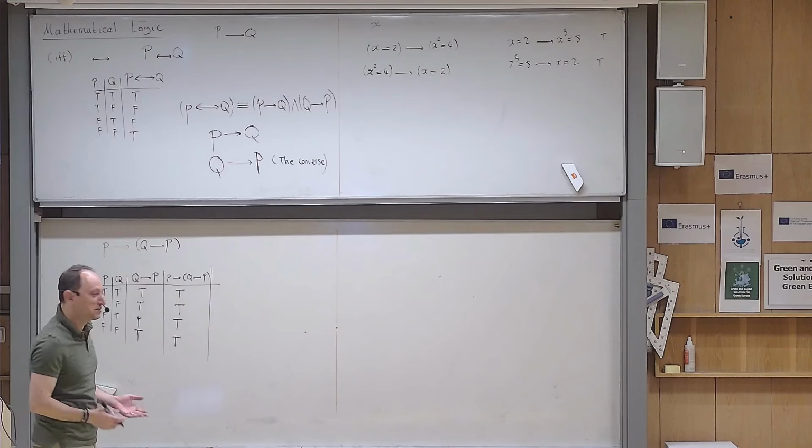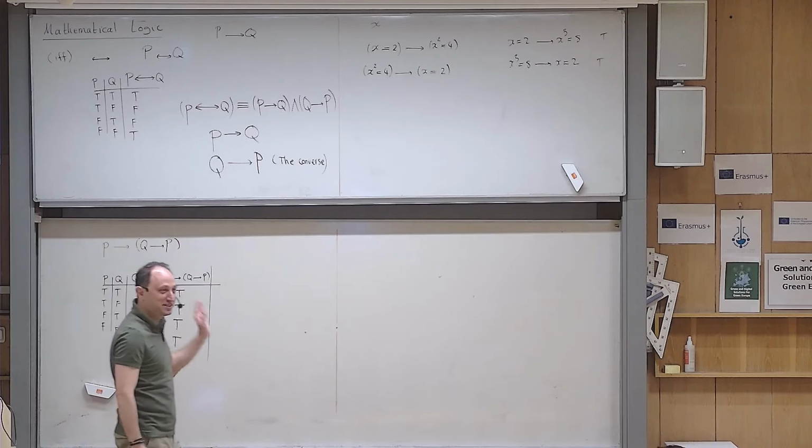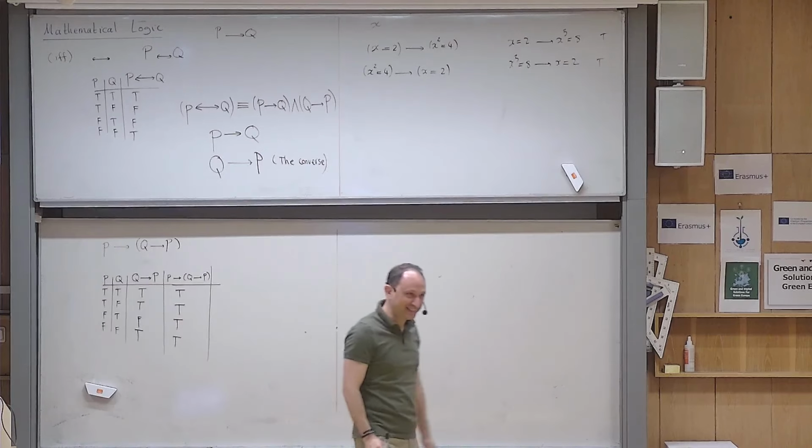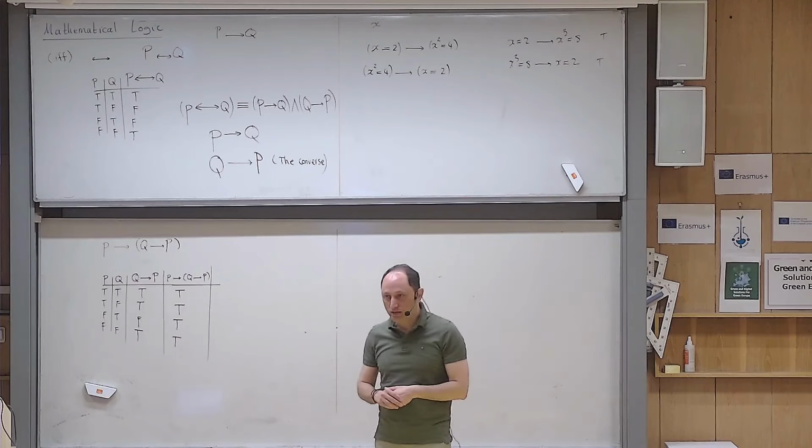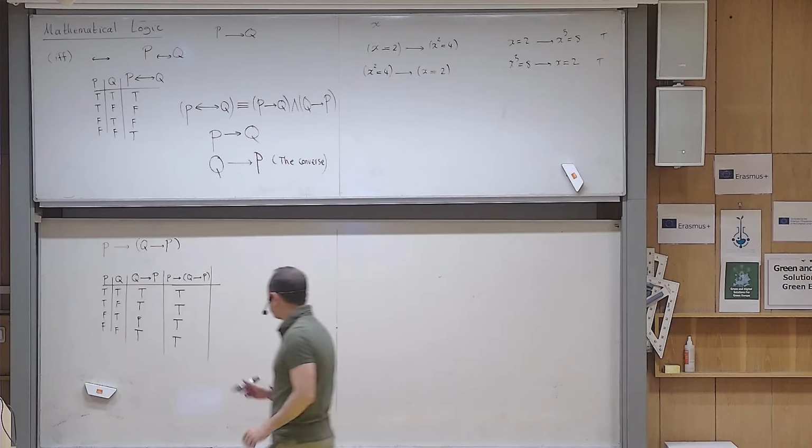So it doesn't matter what these sentences are, even if the sentences are nonsense themselves, the whole combination is always true. And this is called a tautology. Yes?